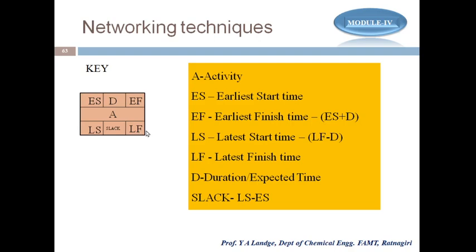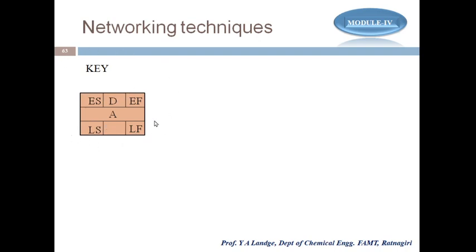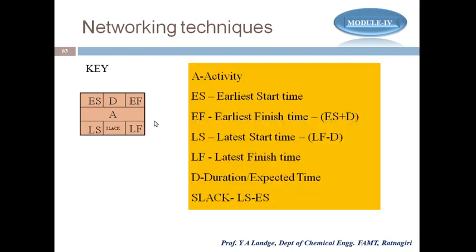This is the duration or expected time, and slack can be calculated as LS, latest start time, minus earliest start time. So this key is very important, because with the help of this key and from the network diagram we can calculate the critical path. Let's go for the next part.